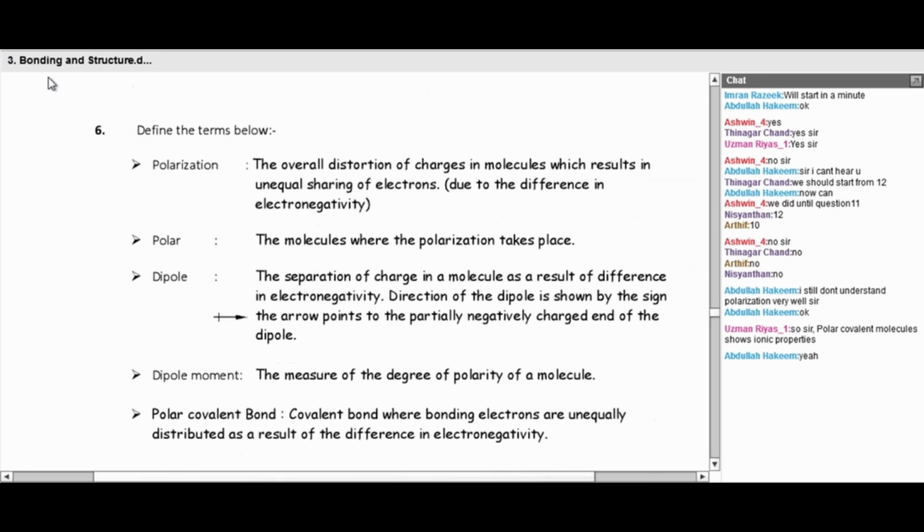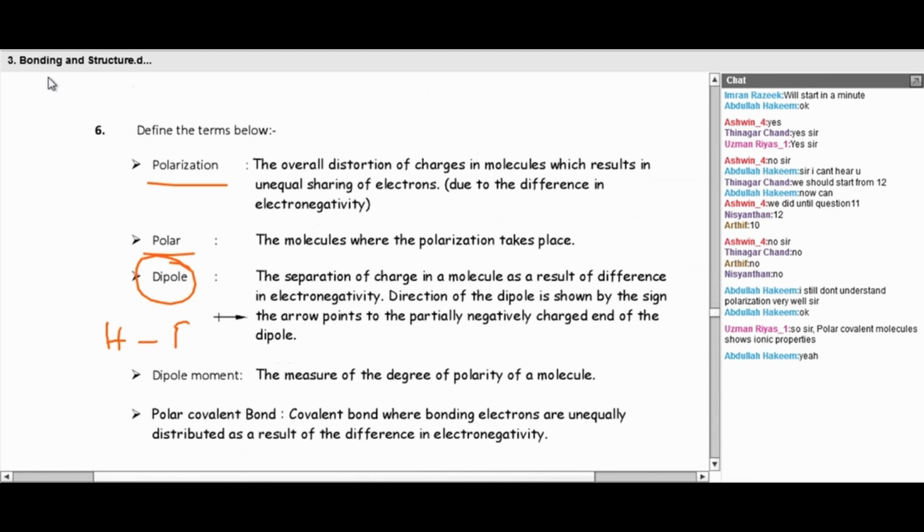So whenever there's a difference in electronegativity, that results in distortion of the charges, developing a partial positive and a partial negative charge. Such a molecule is referred to as a polar molecule, and a molecule where we see charge separation is referred to as a molecule where polarization is taking place. So any polar molecule where polarization is taking place has two poles, a positive pole and a negative pole.